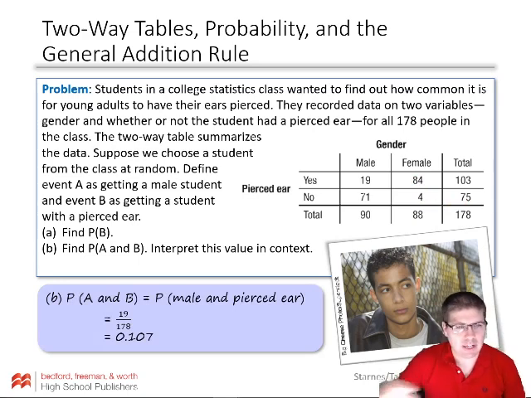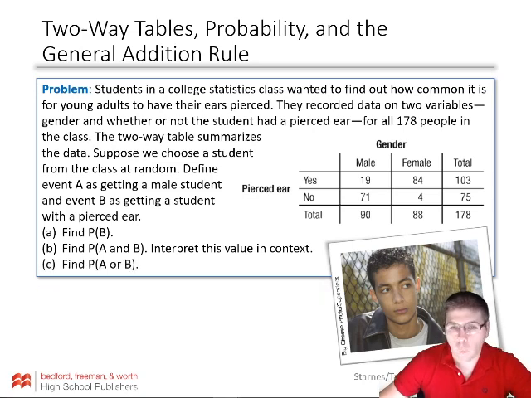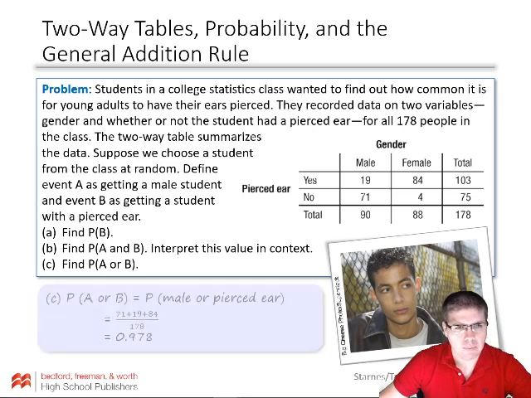That 19 out of 178 gives us about a 10% chance, or 11%. So if we're interpreting that, there's about an 11% chance of randomly selecting a student from this class that is male and has a pierced ear. And then they're going to change this up on us and throw that into an OR. So I'm going to find that probability and maybe also interpret that as well.